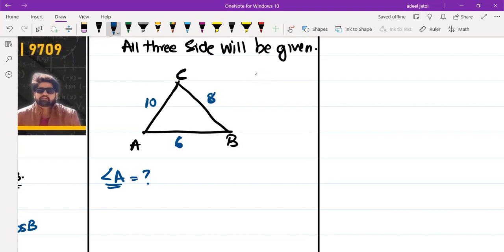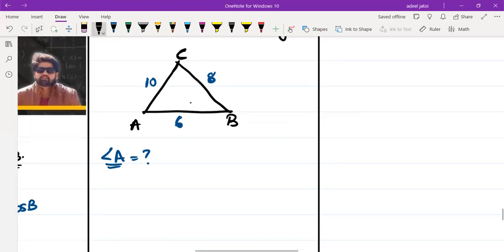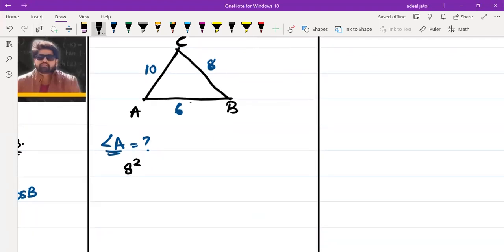So we will be writing down the formula of the side. Opposite to the angle A is 8. So when the side opposite to angle A is 8, we will write down 8 square first. Then the remaining two sides: 8 square equal to 10 square plus 6 square minus 2, 10, 6, and this should be cos A.